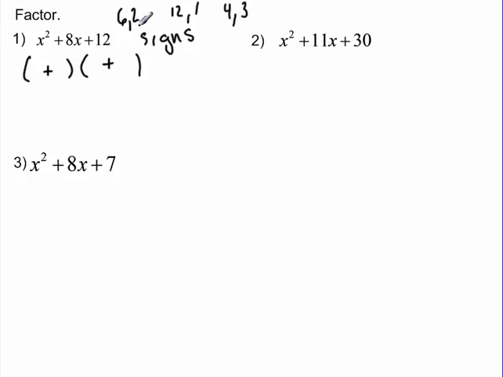Which ones are going to add together to give me positive 8? It's 6 and 2. So now place them, 6 and 2. And then finally, my factors of x squared, which is just x and x. Okay?